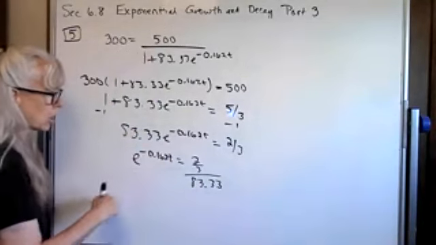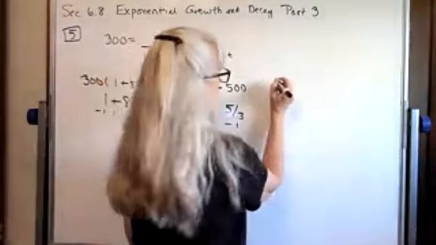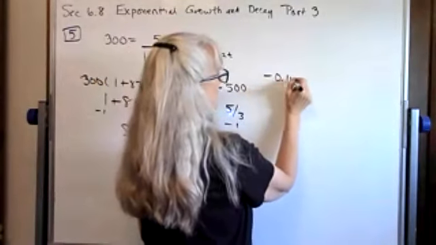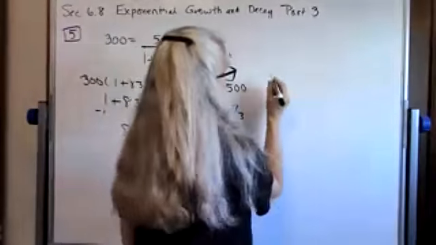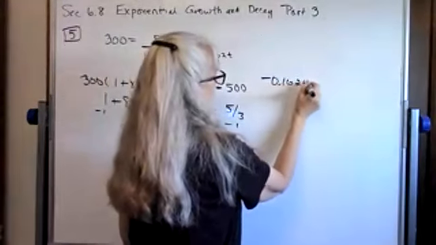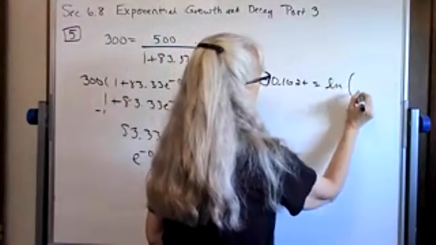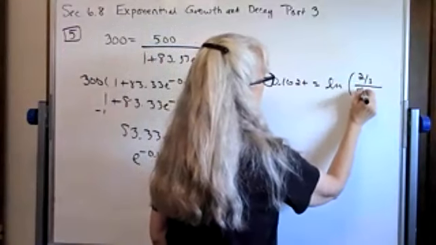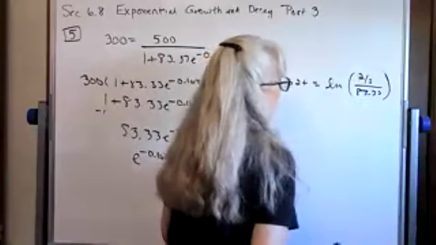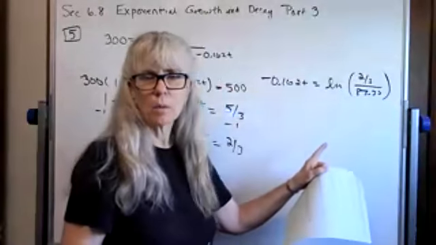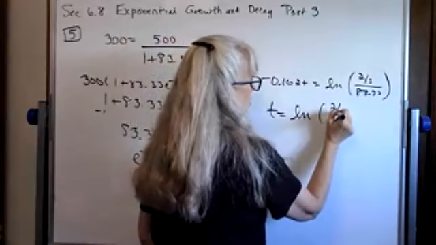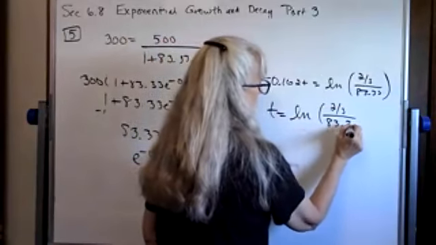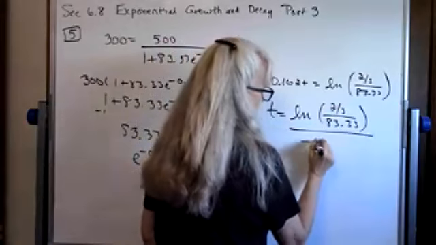Then we're going to come in and take the log of both sides. So on the left side, once we've taken the log, we'll get a negative 0.162t. I should write that bigger, sorry. So negative 0.162t is equal to the natural log of 2/3 being divided by 83.33. Now, if I didn't have a calculator, I would worry about cleaning that up. But because I'm just going to go to the calculator, I'm not going to bother to clean that up. And we're going to divide that out. So t, when it's all said and done, is going to be the natural log of the quantity, 2/3 divided by 83.33, all over negative 0.162.